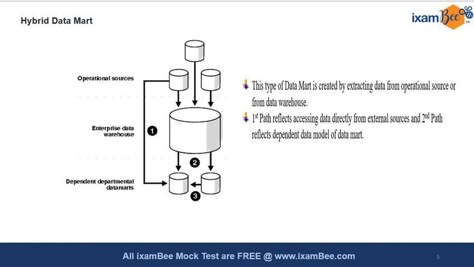So what we do, we go with the hybrid data mart. In hybrid data mart, we can extract data from the operational source or directly from the data warehouse, depending upon our business unit requirement or the departmental need. So you can see in the first path, we are going to create the independent data marts, and that is directly from the external sources, and the second path reflects the dependent data models. So these two things we have to keep in mind while creating the hybrid data mart.